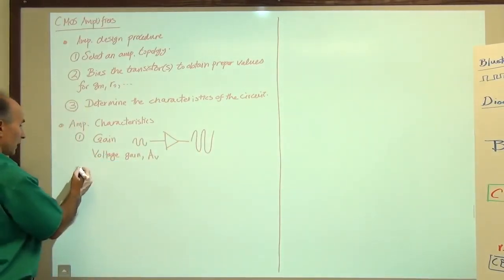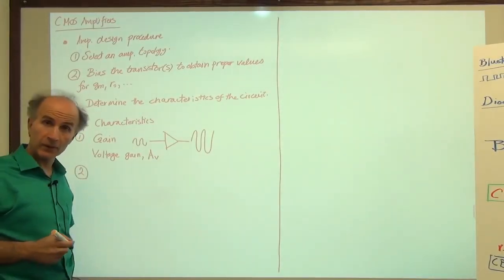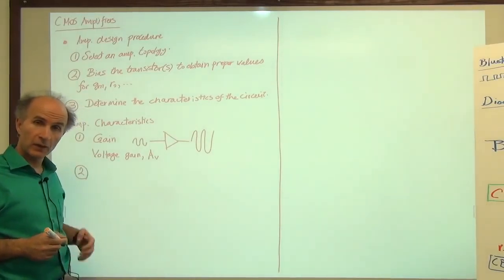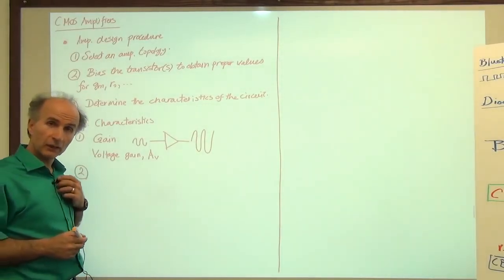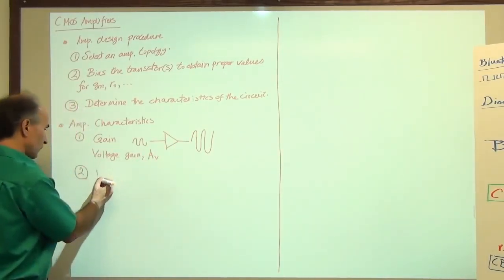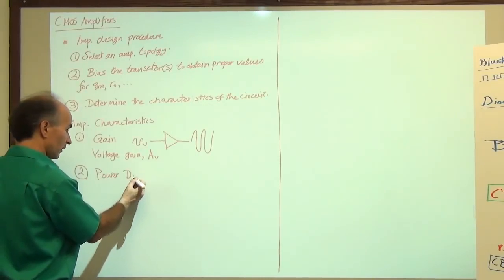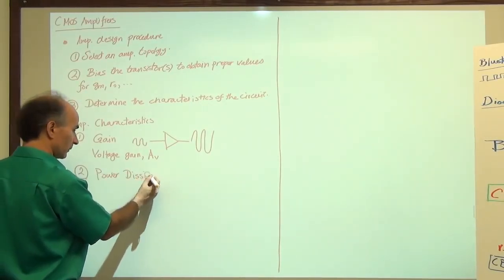All right, what other characteristics are we interested in? Well, power consumption. How much power does the amplifier take to provide this gain and other characteristics? So power dissipation is important. Power dissipation or consumption, both are used.